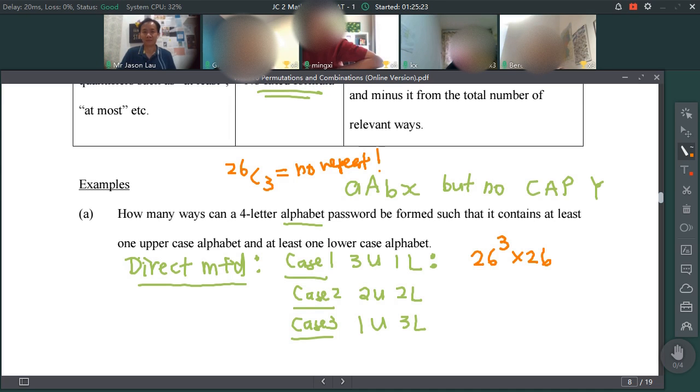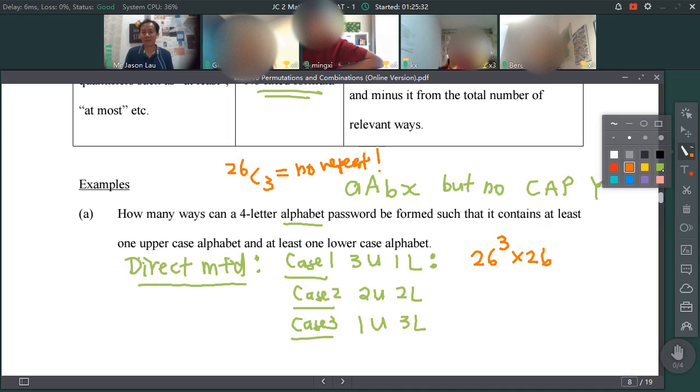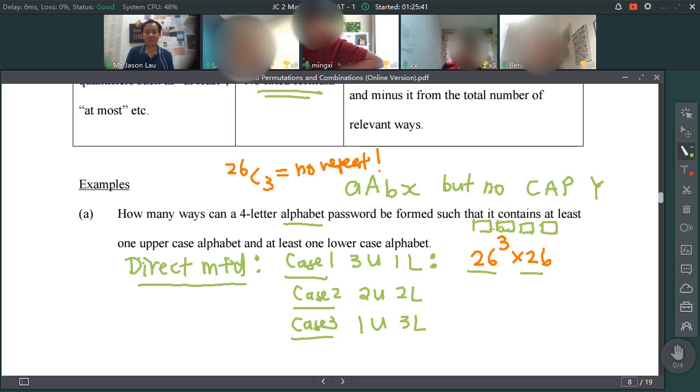Is it correct? Wait, do you have the times 3 factorial? Remember what you are doing here. You're just filling up 4 boxes, with the first 3 being upper case and the last box being lower case, if you are thinking about it that way. So this is only first 3 upper, last one lower. You need to arrange these letters among themselves, so it will be times 4 factorial.